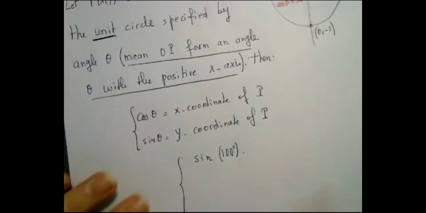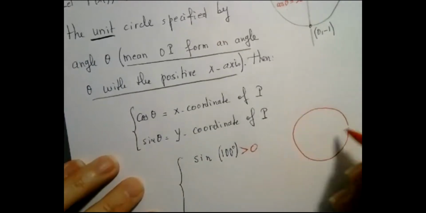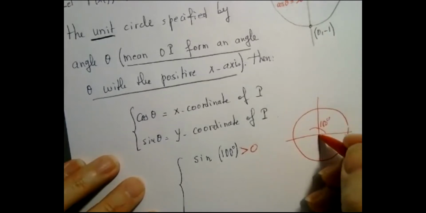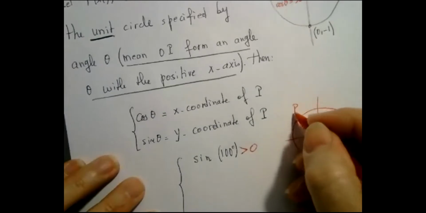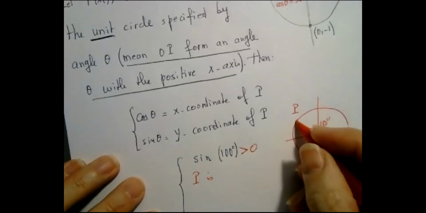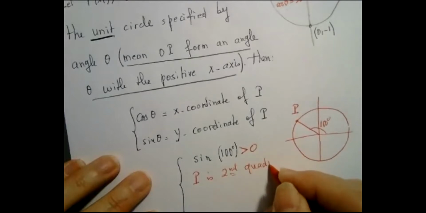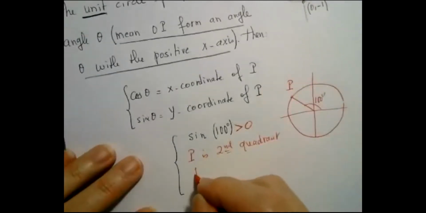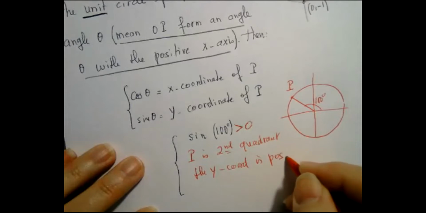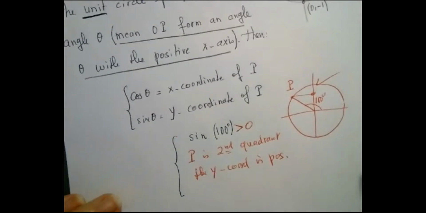I was listening. Positive, correct. Absolutely positive. To explain why it is positive, you have to take the angle 100 degrees. The point P is in the second quadrant, so the y-coordinate is positive. Therefore, the sine is positive. Okay, so that's how we explain those ideas.